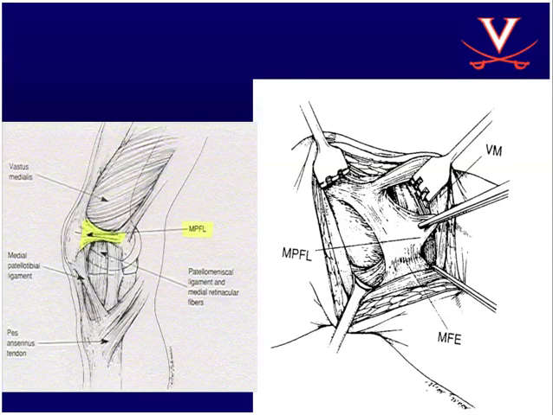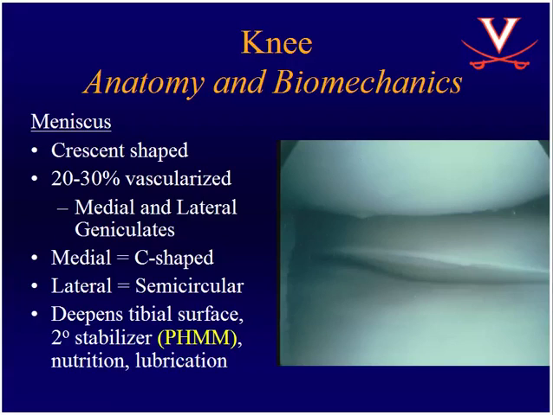The menisci are crescent-shaped. Only the peripheral meniscus is vascularized through the medial and lateral geniculate arteries. The medial meniscus is more C-shaped. The lateral meniscus more semicircular. And the medial meniscus has broad attachments to its horns. The lateral meniscus has attachments to its horns that are very close to each other and very close to the ACL. The menisci serve to deepen the tibial surface and act as a secondary stabilizer, especially the posterior horn of the medial meniscus, which is the primary secondary stabilizer to anterior translation. That's an important thing to remember.